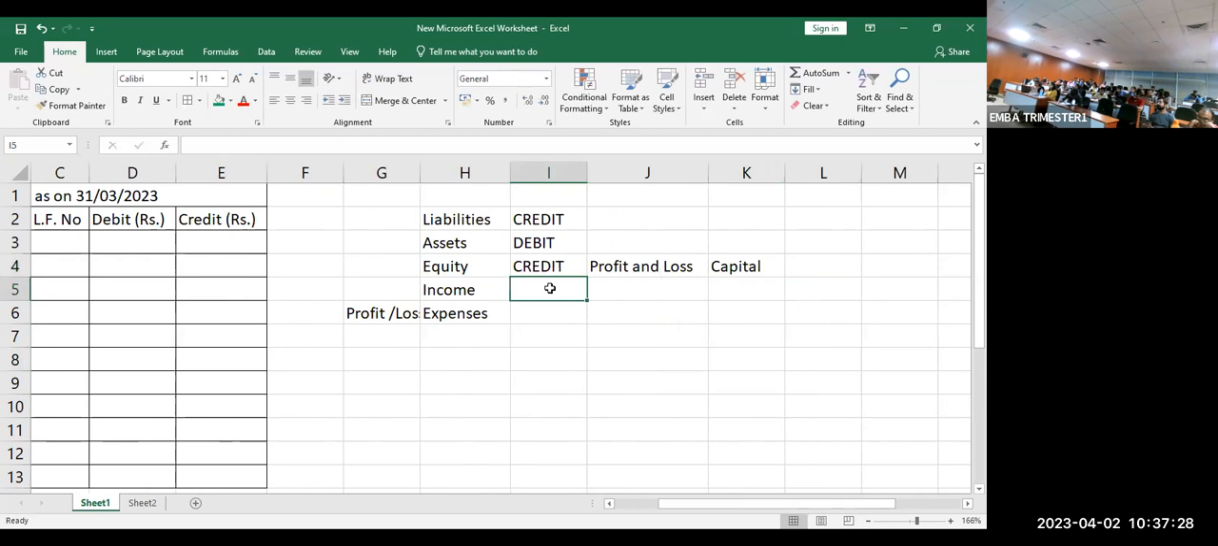Okay. Income. Very good. Credit side, not in the debit side. Income is credit. Expenditure should be debit. Debit side.